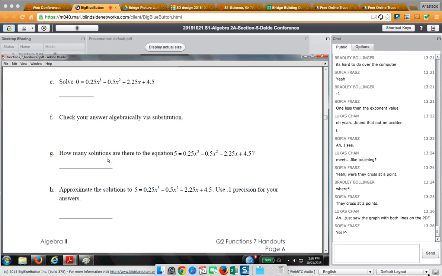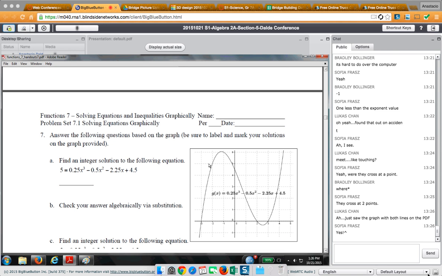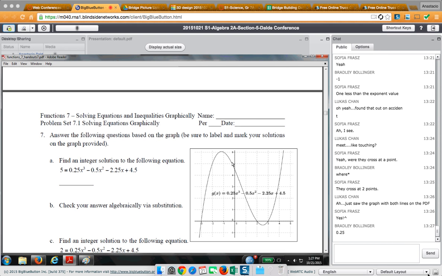How many other solutions are there where y equals 5? And approximate the solutions to this one. Well, we know that one is negative 2. That's good, right? The other one is, I don't know, you would have to guess it. And I would say negative 0.2. Negative 0.25. You want to go with that? That's fine by me. And then also this would be maybe 4.25.